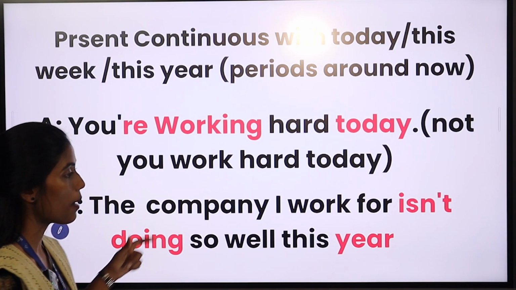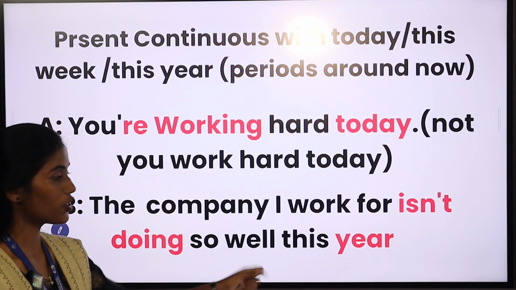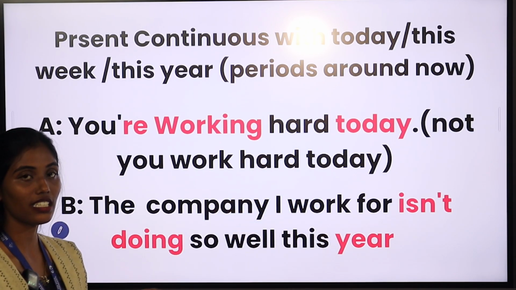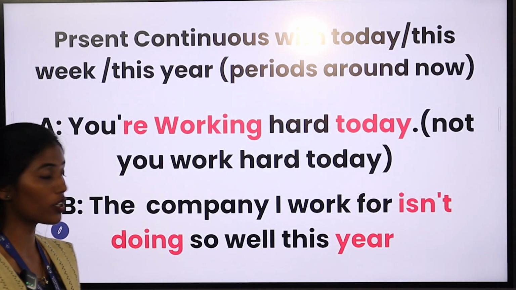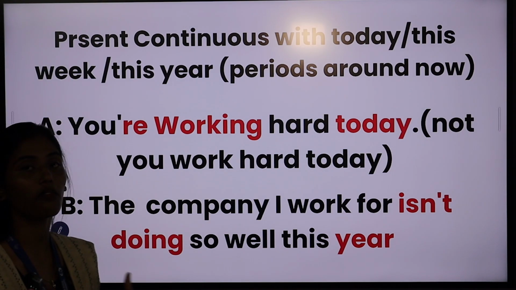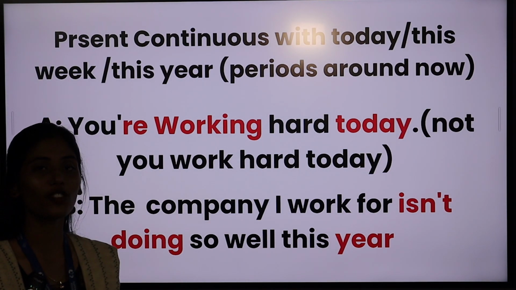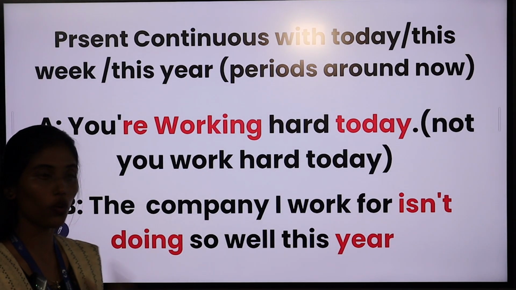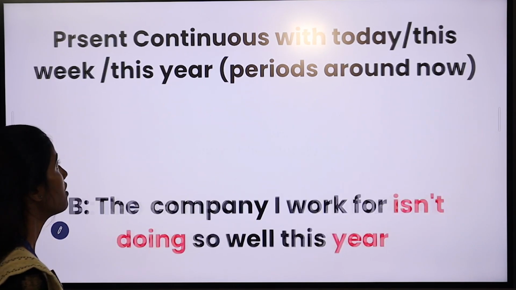Next example: the company I work for isn't doing so well this year. Here we are using the period this year and the present continuous of doing. You should not say I do. You want to say doing. So you can understand the meaning: the company I work for isn't doing well this year, which means the company is not doing well this year. It is not completed. It is ongoing. So it is present continuous.